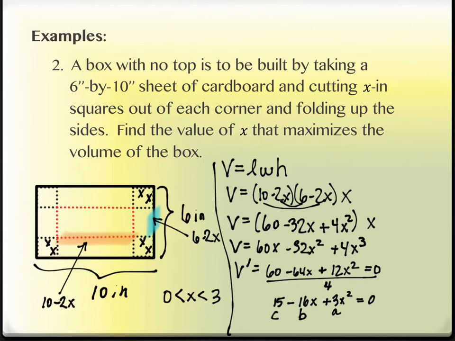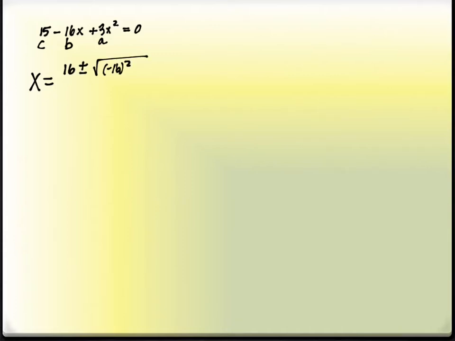So I definitely need to go to my next slide, so I'm going to copy this over. All right, so x equals negative b, which would be 16, plus or minus the square root of negative 16 squared, minus 4 times a, which is the 3, times the c, which is the 15, all over 2 times 3. Okay, everybody good with that? Okay.